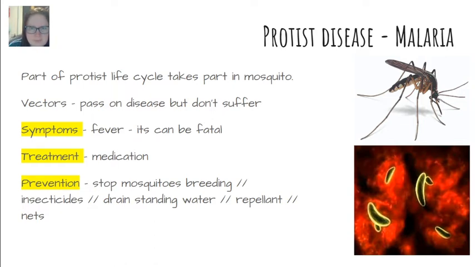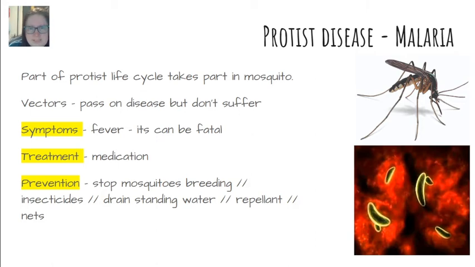Okay, the protist disease we need to know about is malaria. Part of the malarial protist life cycle takes place inside the mosquito. The mosquitoes are vectors. They pick up the malarial protist when they feed on an infected animal. Mosquitoes will pierce your skin and suck out a little bit of your blood, and if the parasite is in that blood, then the mosquito will carry the disease without suffering itself. Every time the mosquito feeds on another animal, it infects it by inserting the protist into the animal's blood vessel.